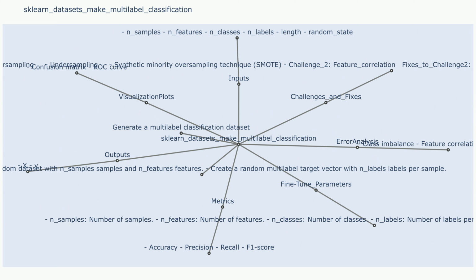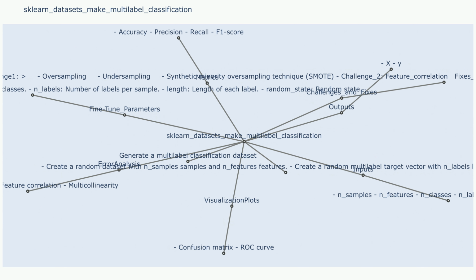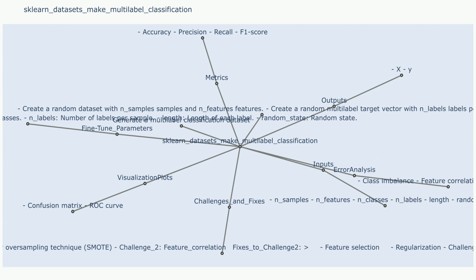Visualization plots. Scatter plots to visualize the distribution of features. Heat maps to visualize the correlation between features and labels. Confusion matrices to visualize the model's predictions and actual labels. Fine-tune parameters. N samples: increase the number of samples to improve the model's generalization ability. N features: increase the number of features to make the problem more challenging.